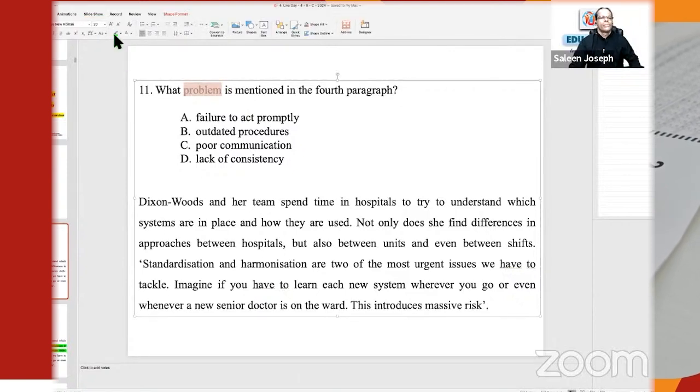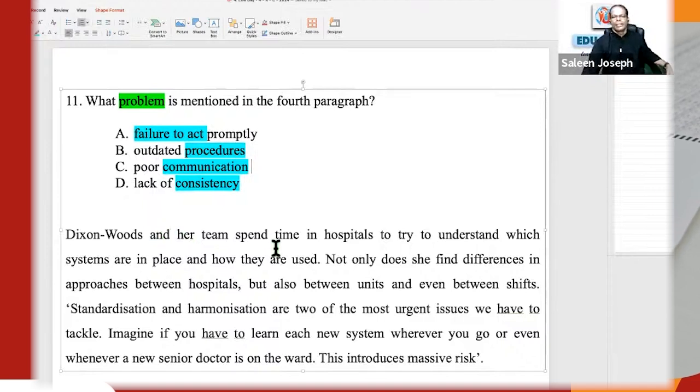Failure to act promptly. Outdated procedures. The other one speaks about failure to act. Then the third one, poor communication. Then the fourth one, lack of consistency. Okay, these are the four things. Dixon Woods and her team spent time in hospitals to try to understand which systems are in place and how they are used. They visited the hospitals and spent some hours there. The purpose was to understand which systems are in place and how they are used.